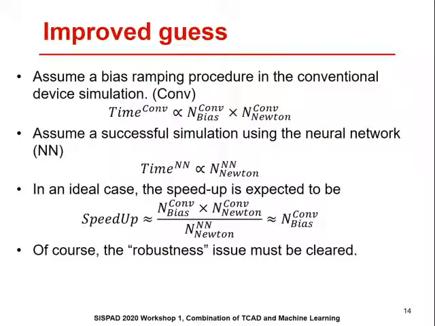In an ideal case, the speed-up factor is expected to be about the number of intermediate bias points toward the target bias.